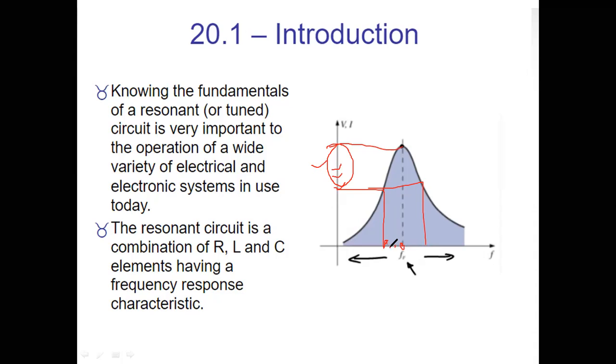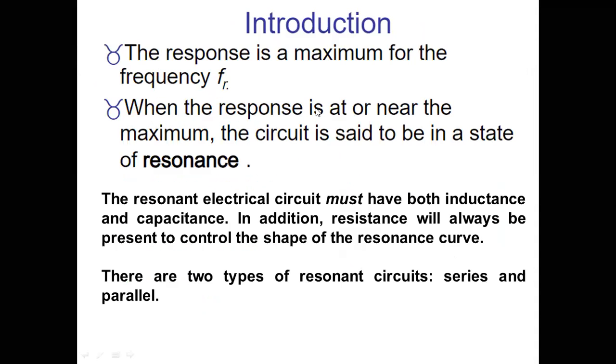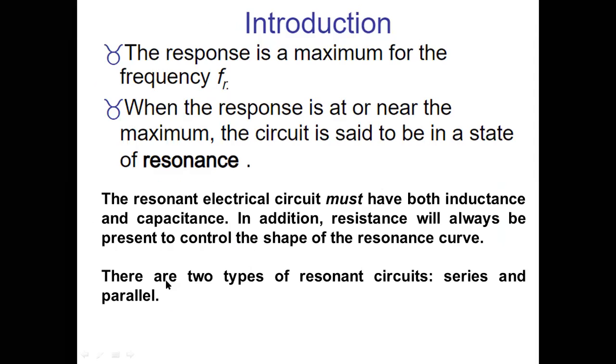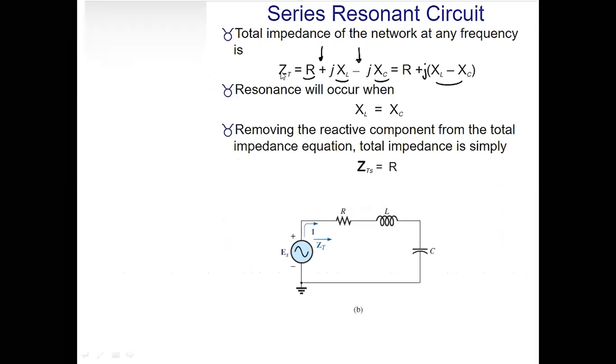When the response is at or near the maximum point, the circuit is said to be in a state of resonance. The resonant electrical circuit must have both inductance and capacitance. In addition, resistance will always be present to control the shape. The shape of the circuit can be controlled with the value of the resistance. There are two types of resonant circuits: series and parallel.